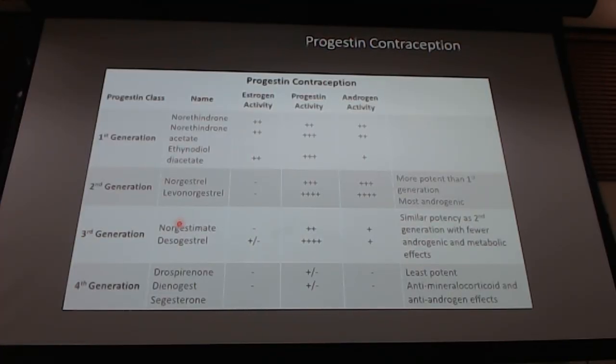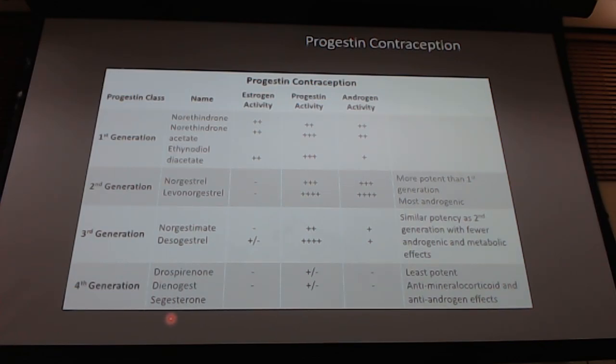Okay, here are all of our different progestins that we have, and then looking at the amount of activity that they have in those progestins. So first gen, second, third, and fourth. A lot more drugs are going to start falling into this fourth gen as they continue to create them, and then maybe they will start a new class. But right now we're only up to fourth gen.